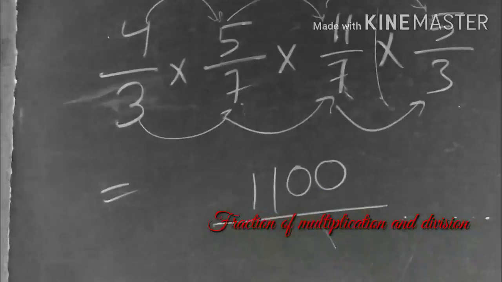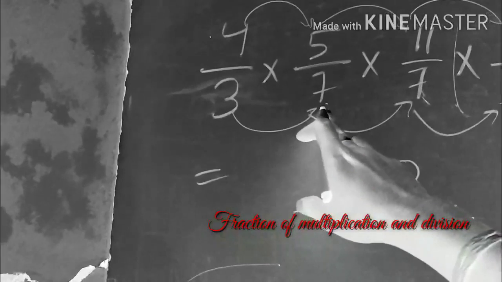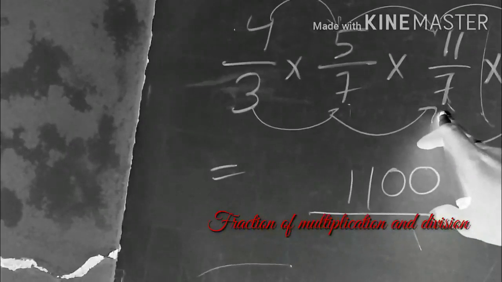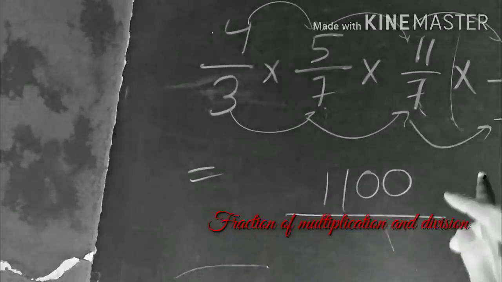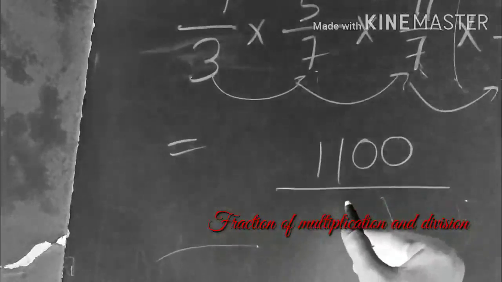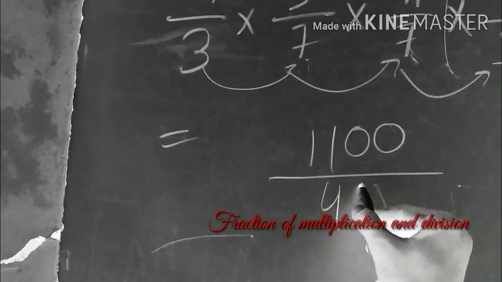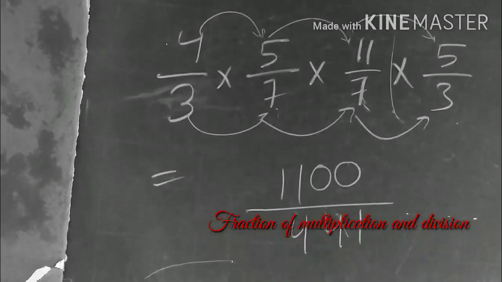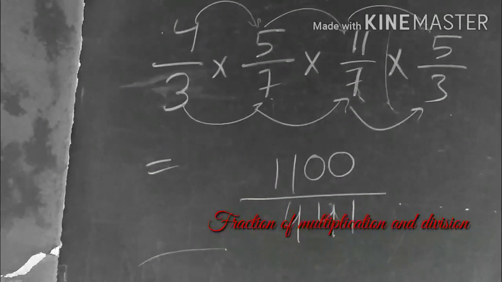By 3 into 7, 21. 21 into 7, how much? 147. And 147 into 3, how much? 441. The answer is 1100 by 441.